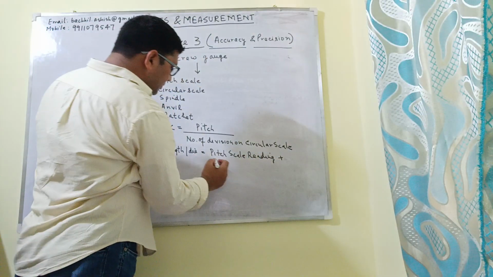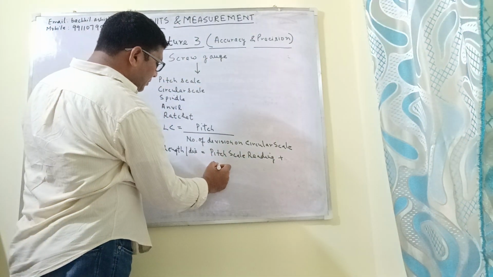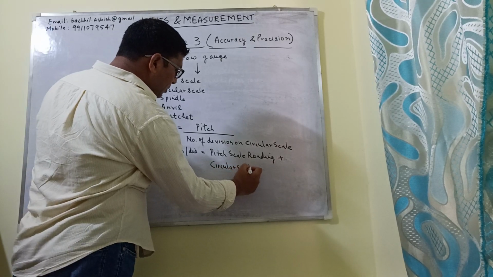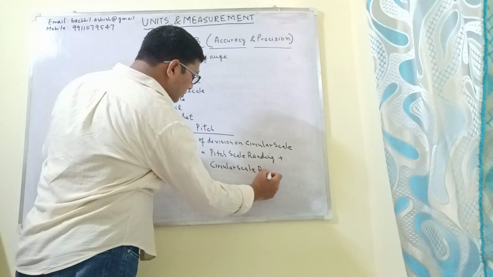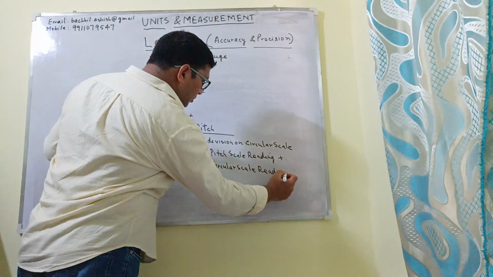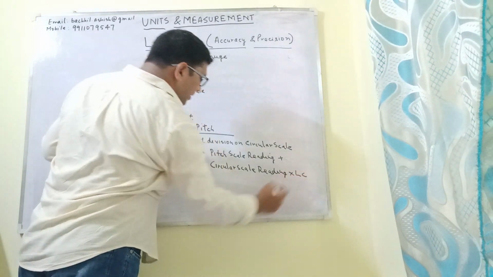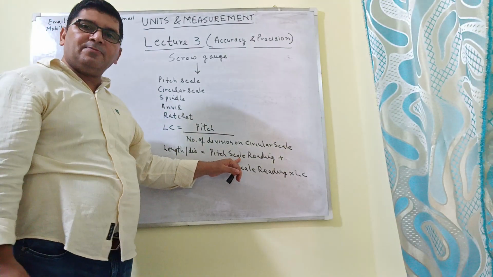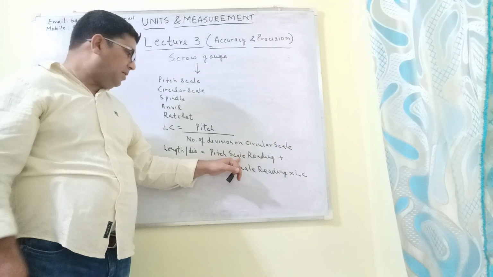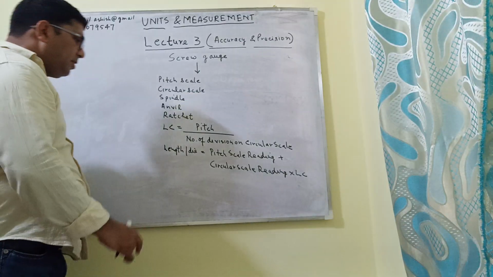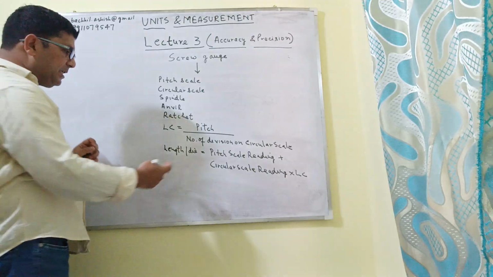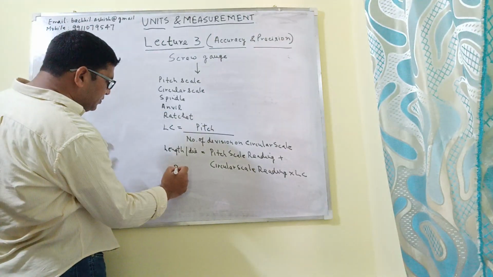Plus the circular scale reading into the least count of that instrument. Now the circular scale reading is that reading which is coinciding with any one of the pitch scale reading. So this is the formula for calculating the length and diameter, and one important thing is pitch also.